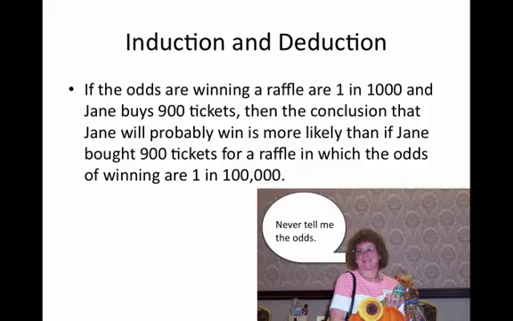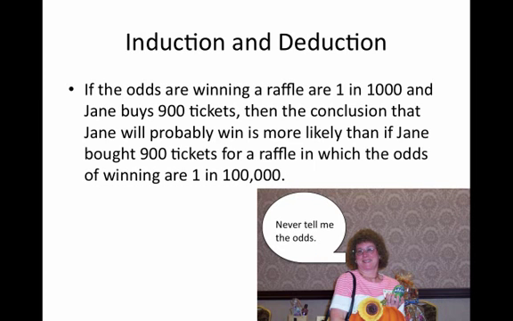For example, if the odds of winning a raffle are 1 in 1,000, and Jane buys 900 tickets, then the conclusion that Jane will probably win is more likely than if Jane bought 900 tickets for a raffle in which the odds of winning are 1 in 100,000. So, in that case, there's a clear-cut answer to the question of the degree of strength between the evidence and conclusion. The evidence being Jane's bought 900 tickets, and the conclusion is that Jane will win the raffle. Okay, you can literally tell the odds in this case.